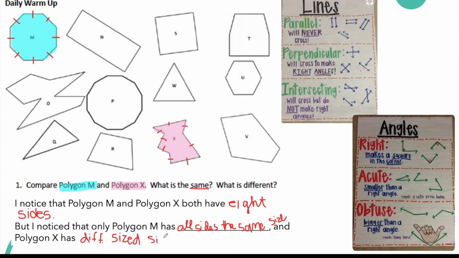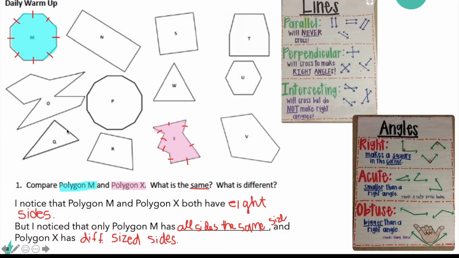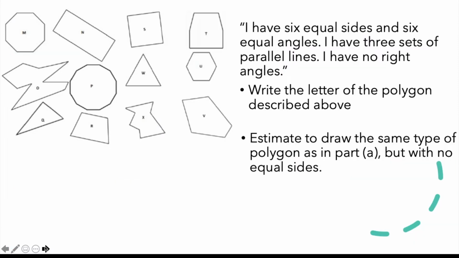There are a bunch of other things that you probably noticed. If you noticed something that I didn't write, why don't you comment it in the comment section? I want to know what you noticed because there's definitely some other things that you could say are the same and are different for polygon M and polygon X. But let's move on. I have 6 equal sides and 6 equal angles. I have 3 sets of parallel lines. I have no right angles.